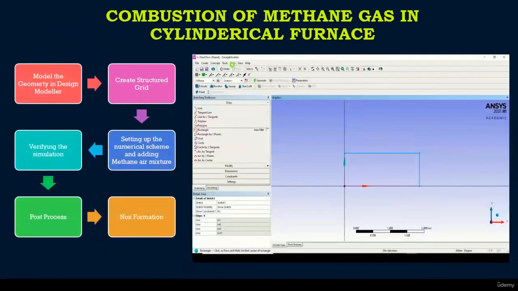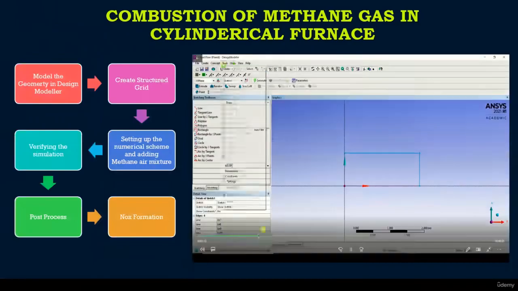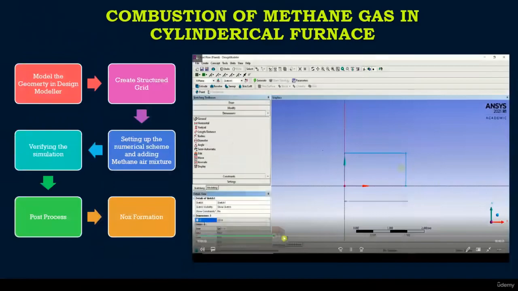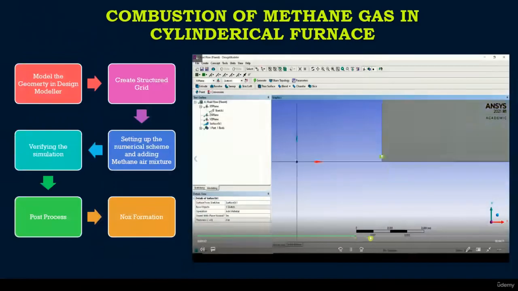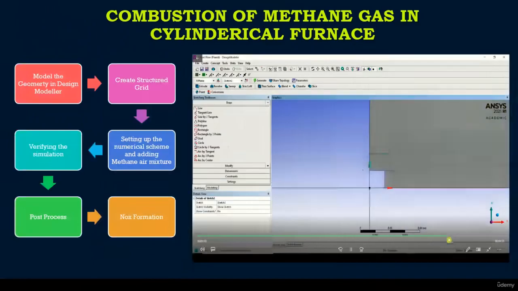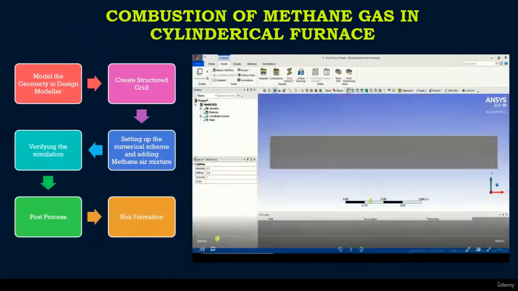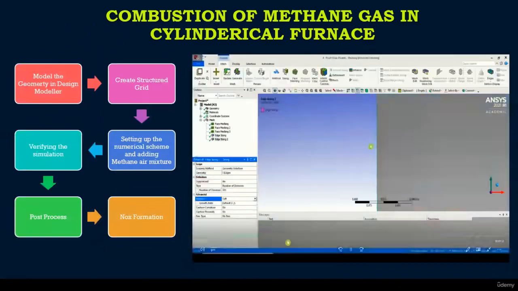The next project deals with the combustion of fuel-air mixture in a cylindrical furnace. The fuel-air mixture used in this project is methane and air. We will try to model this domain in the Design Modeler. We will create a structured grid in the domain. We will see what numerical scheme is required to be considered for solving these cases.